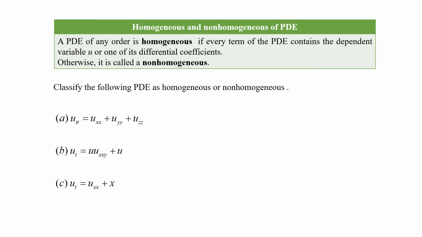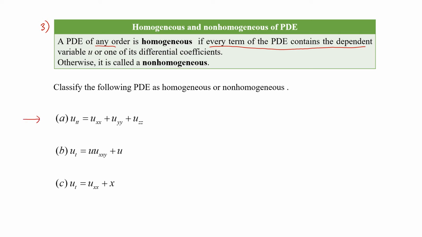Okay, now let us discuss how to identify whether the PDE is homogeneous or non-homogeneous. A PDE of any order is homogeneous if every term of the PDE contains the dependent variable u or one of its differential coefficients. If it does not satisfy this, it is called a non-homogeneous PDE. Now let us try some examples in order for you to understand more about homogeneous and non-homogeneous PDEs.